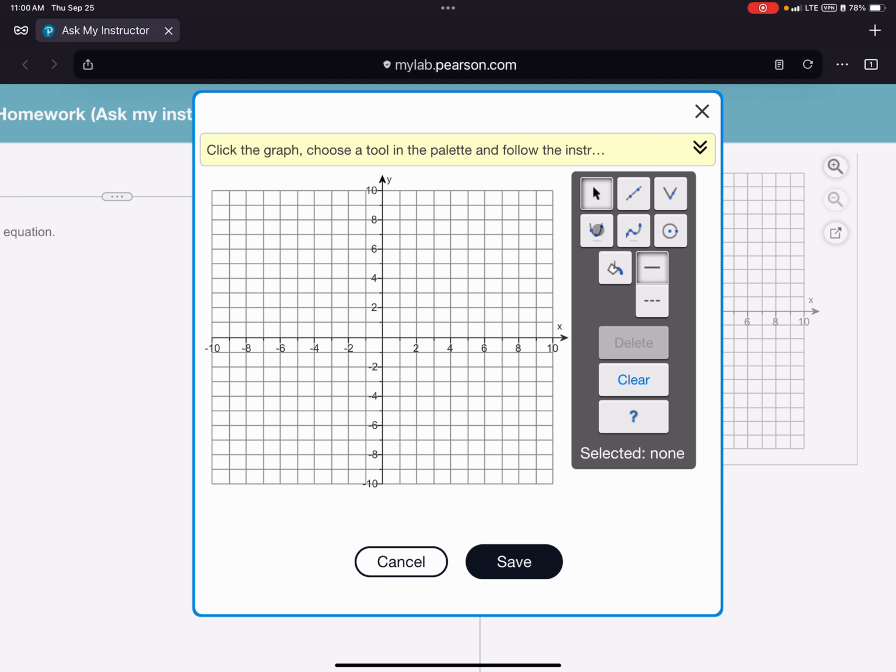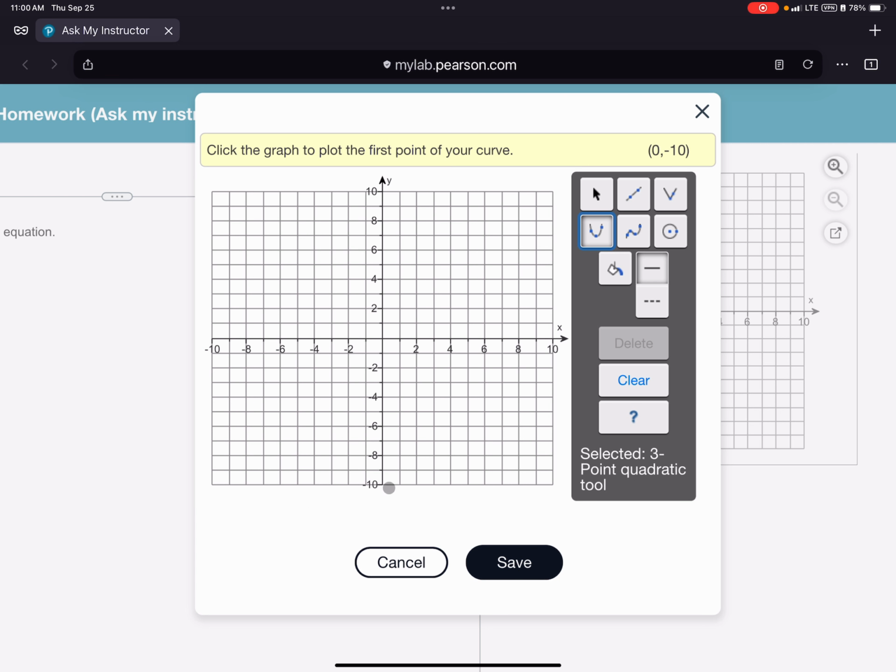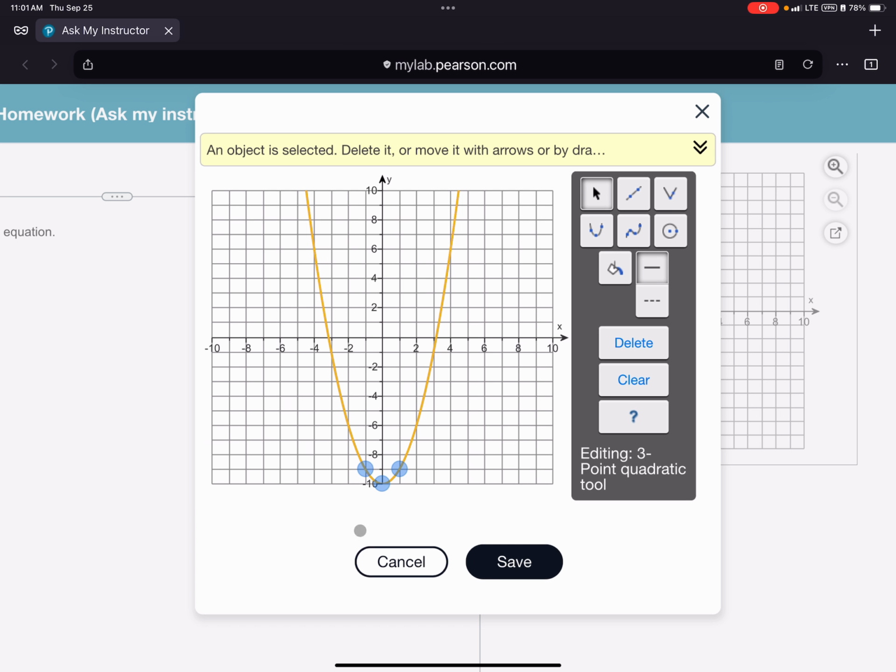And so I want to click on that 3-point parabola tool, and then I want to choose 3 ordered pairs. Well, one of my ordered pairs was that 0, -10. And so I'm going to choose that point. Another ordered pair was 1 over and 1 up from that 0, -10. And then one of my other ordered pairs was 1 back and 1 up from that. And so that's my 3-point parabola. And take a look, it's crossing the axis a little to the right of 3, a little to the left of -3.